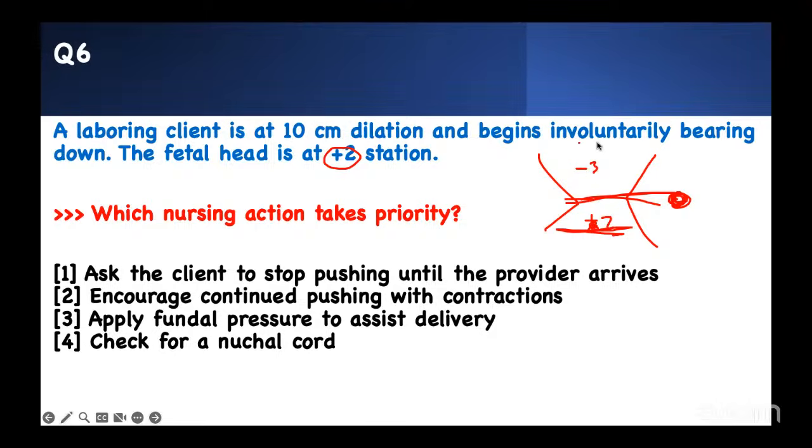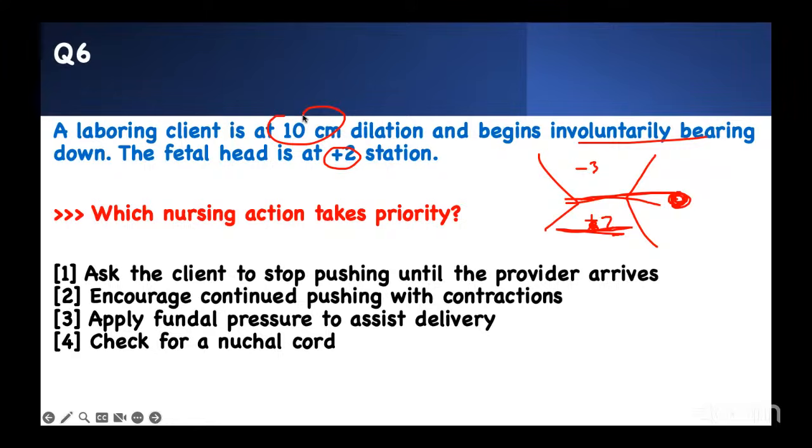And then mommy is basically trying to push involuntarily, and she is 10 centimeters dilated. This is giving you a clue that I have passed stage 1. I have not delivered the baby, so it's not stage 3 or 4. It's not stage 3 because I'm not delivering the placenta. So it has to be stage 2.